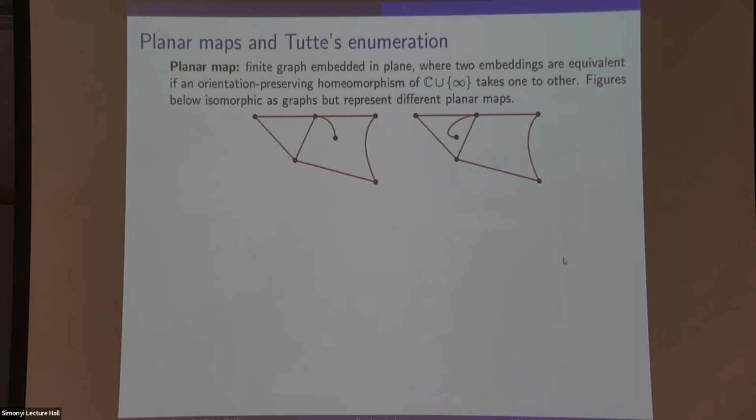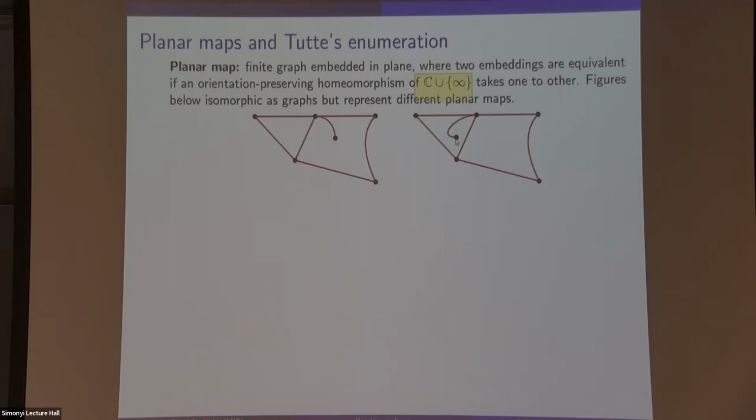Let's take a deep breath and go back to something a little more concrete. Here's a random graph, or just even a graph. So a planar map is a finite graph embedded in the plane, where two embeddings are equivalent if there's an orientation preserving homeomorphism of the extended plane that takes one to the other. So these figures here are isomorphic graphs, but they're not the same as planar maps because there's no way to deform the plane that takes this point from being in the middle of the square and moving it to being in the middle of the triangle.